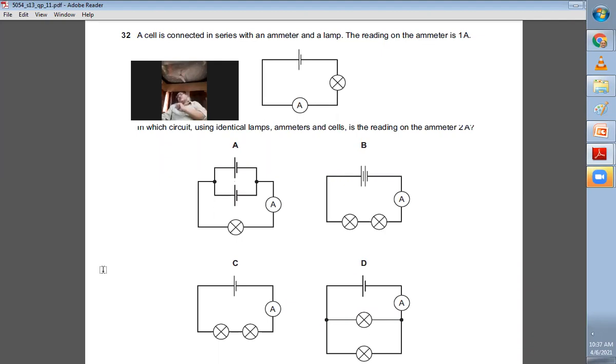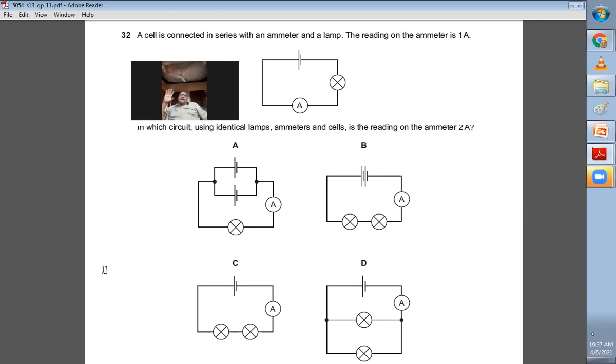If you are using the same battery, how is this possible? Or if you are using a double battery, how is it possible that the 2 ampere current starts coming? So one way is if you keep one lamp and you make the batteries double, then the current coming from the battery will be 2 ampere.